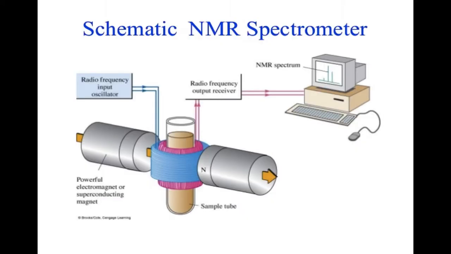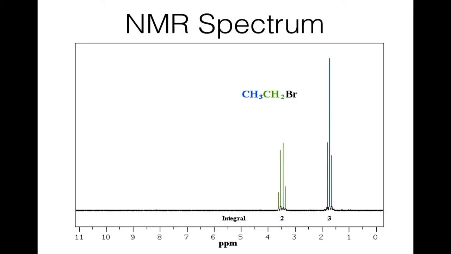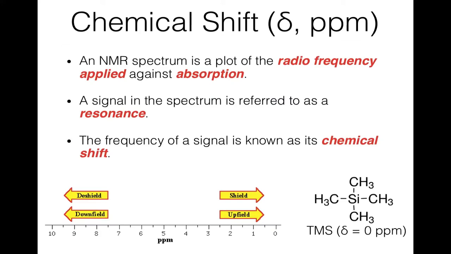The NMR machine comprises a magnet, which produces a strong magnetic field, a radio frequency source, a detector, and a recorder. Here is an example of an NMR spectrum of ethyl bromide. An NMR spectrum is a plot of frequency applied against absorption. A signal in an NMR spectrum is referred to as a resonance.